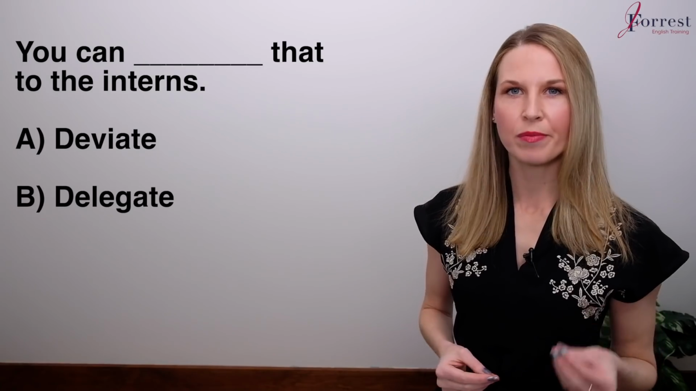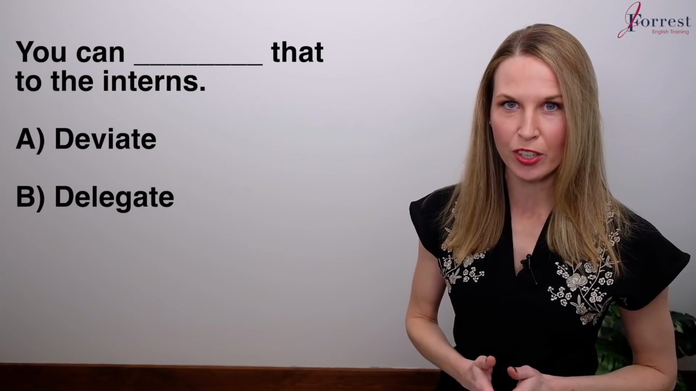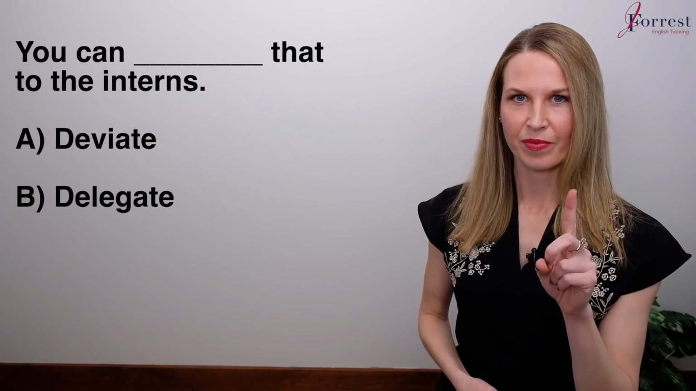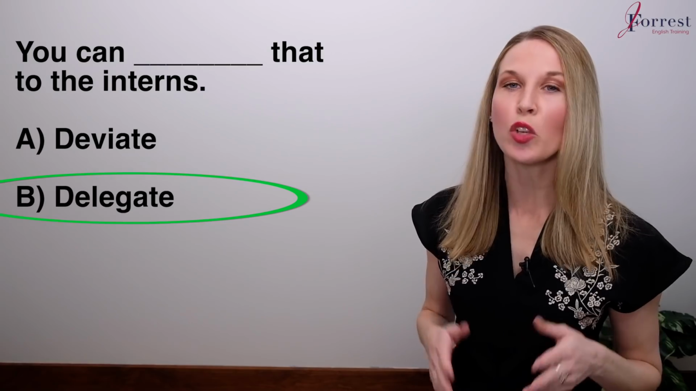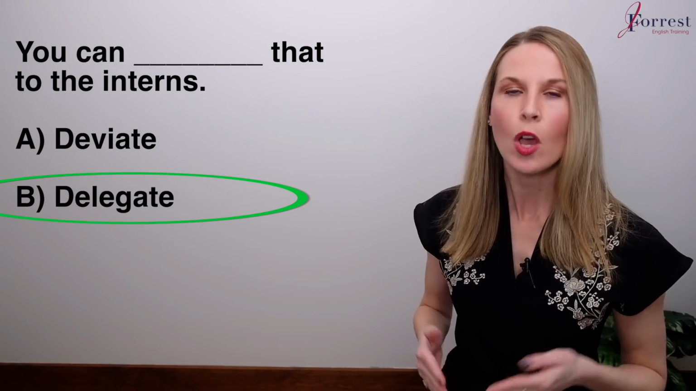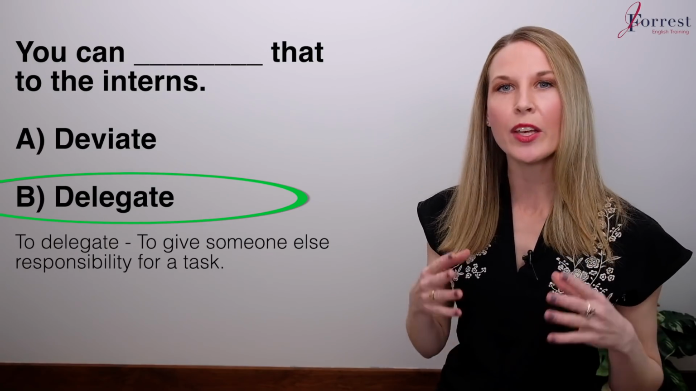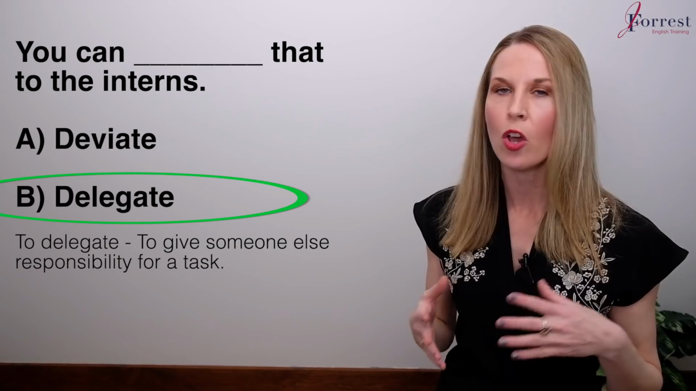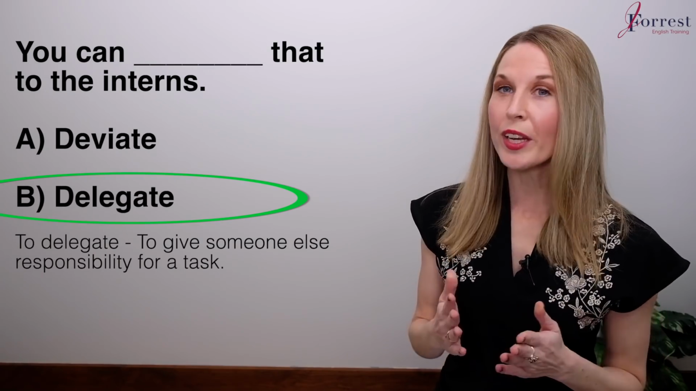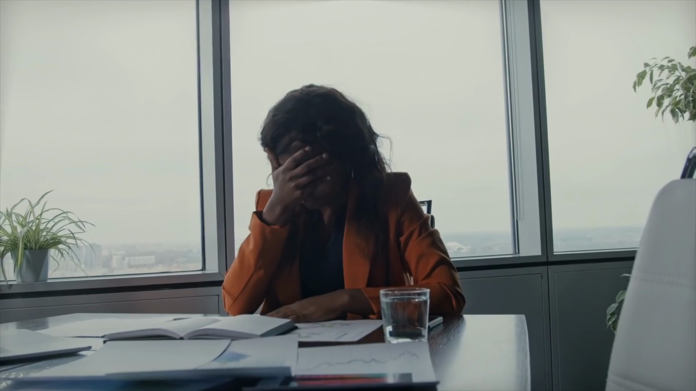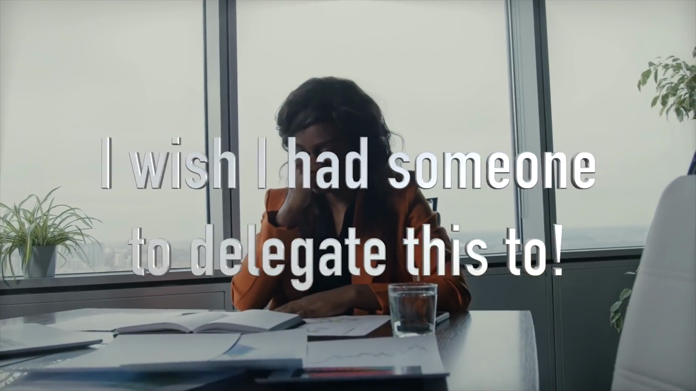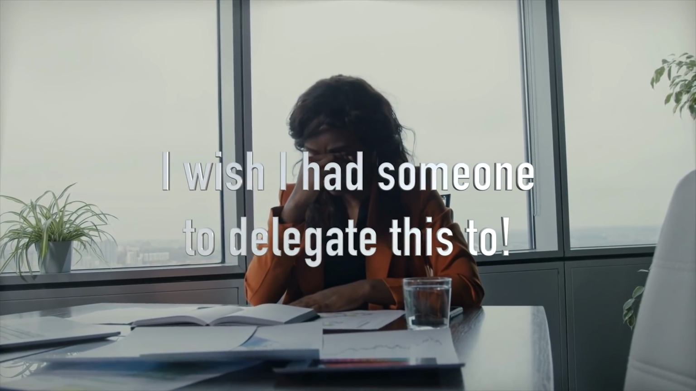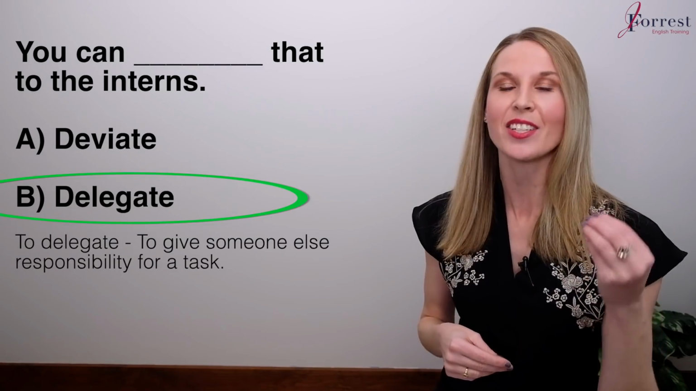Number 12, you can blank that to the interns? A or B? B, delegate. You can delegate that to the interns. When you delegate something is when you give someone else responsibility for a task or a specific job. So when you're doing a task that you really don't want to be doing, you can say, I wish I had someone to delegate this to. I wish I had someone who I could give this task to.